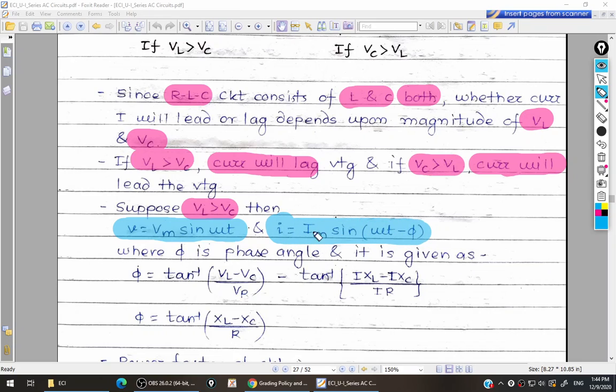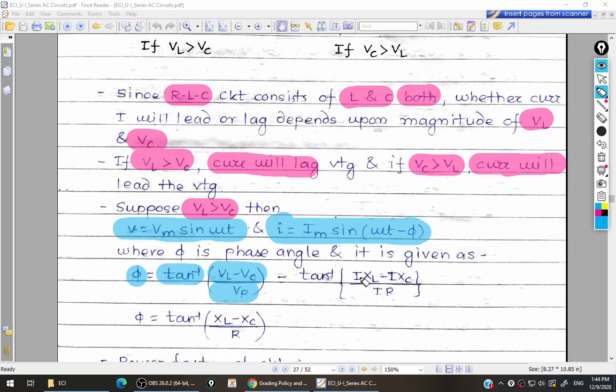Okay, after looking at this equation, you can predict that current is lagging. If we are getting minus, then it means it is a lagging quantity. And if you want to calculate this phase difference, then we have this formula. So phi is equal to what? Tan inverse of the difference between VL and VC divided by VR. So tan inverse of VL minus VC upon VR.